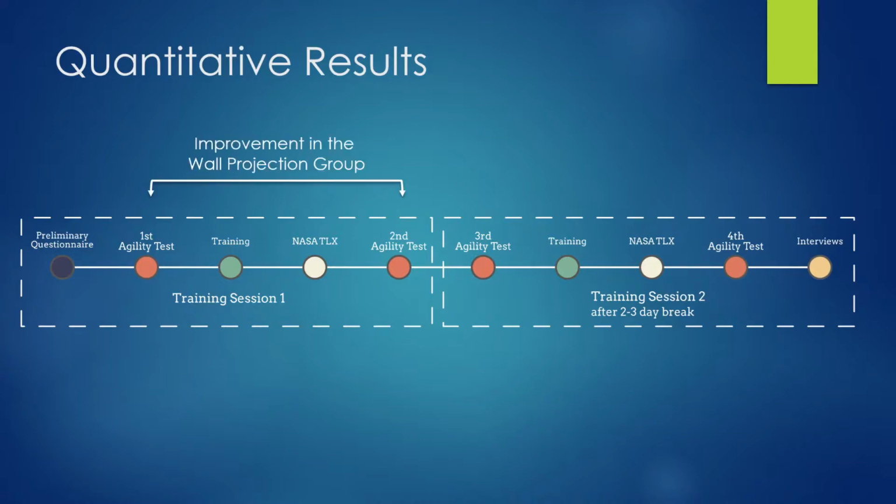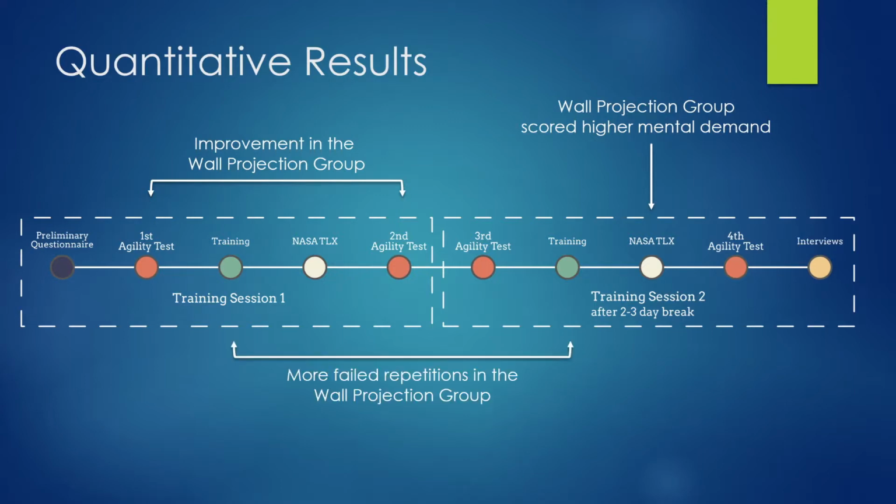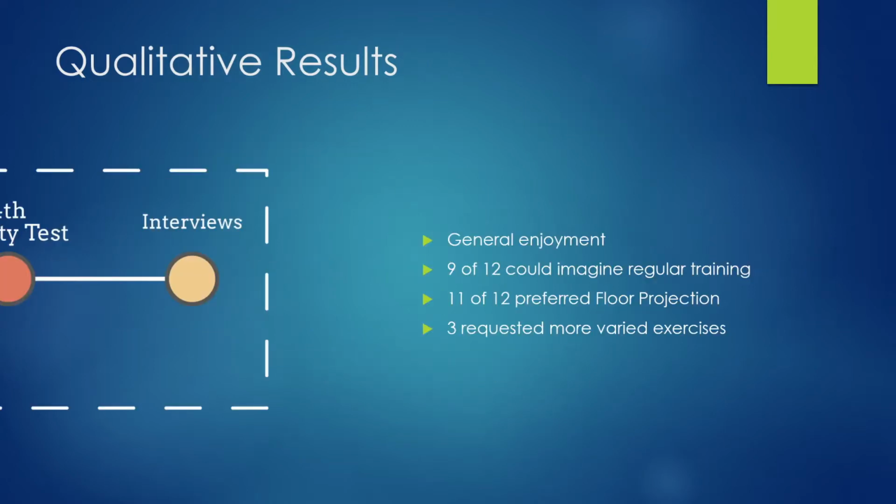We could find a significant improvement in the agility score, but only in the wall projection group and only in the first training session. Comparably, the wall projection group scored a higher mental demand in the second training session. Additionally, we could observe more failed repetitions in the wall projection group.